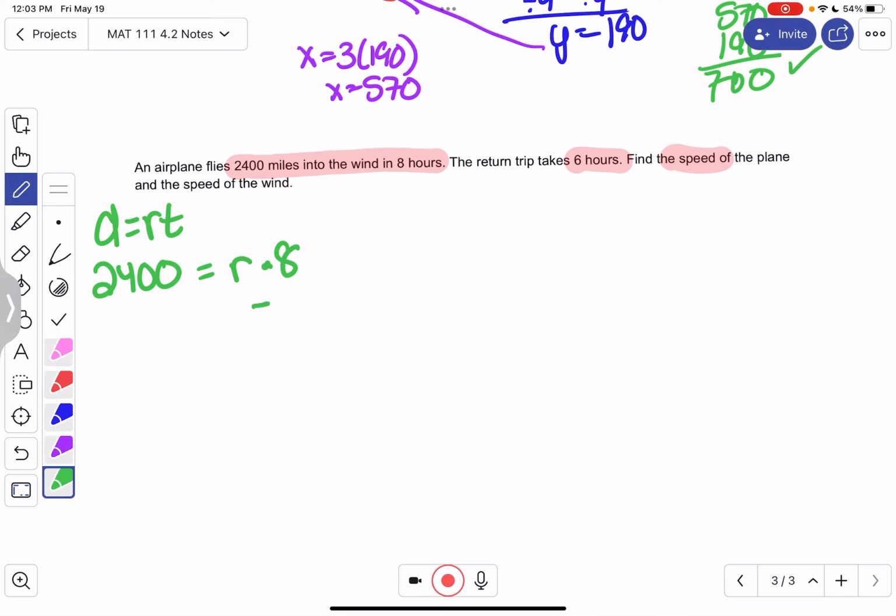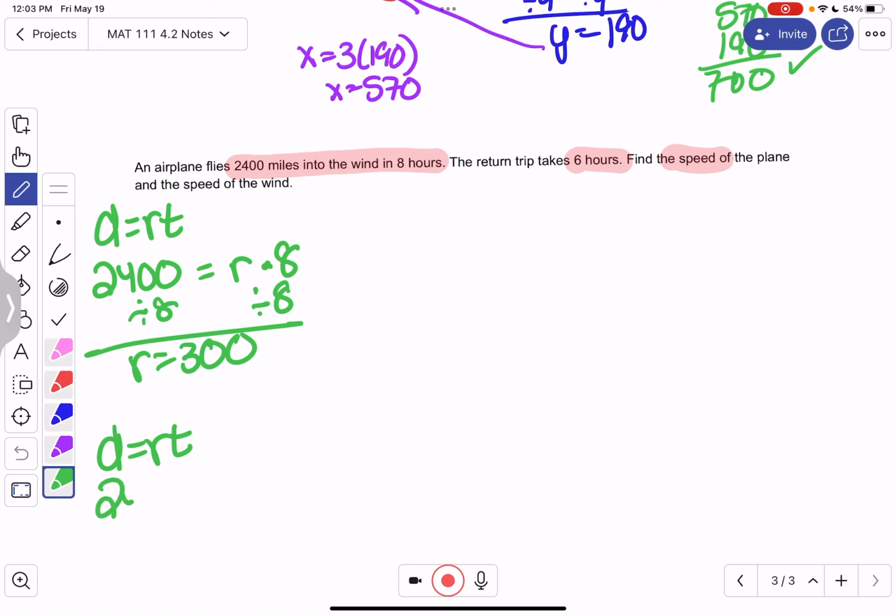So if we divide, distance equals rate times time. Divide both sides by 8. This rate is going to be 300. On the way back, we do the same thing, same distance, but this time our time was 6 hours. So we divide both sides by 6, and this speed is 400.